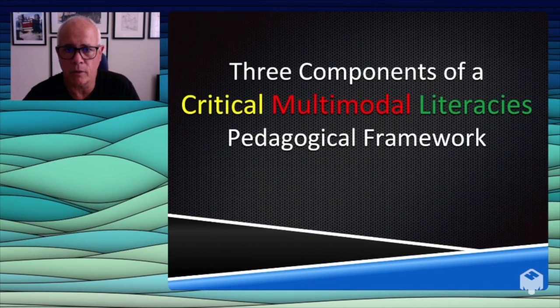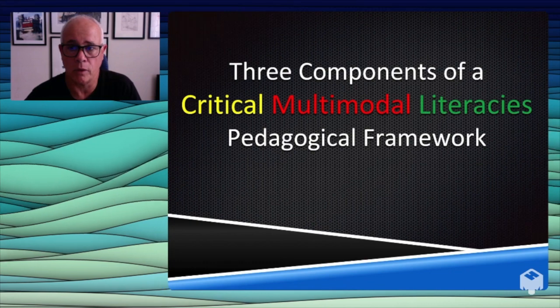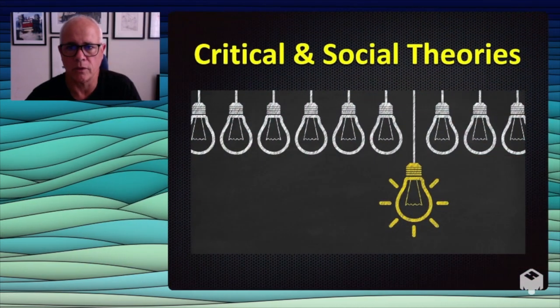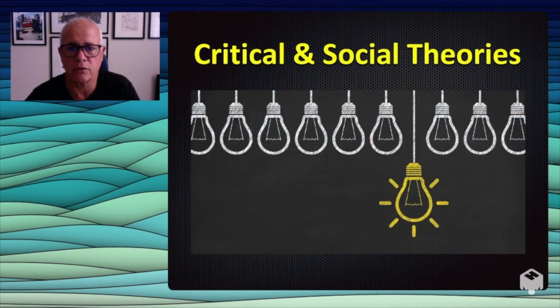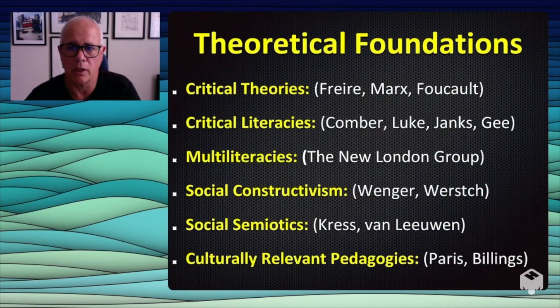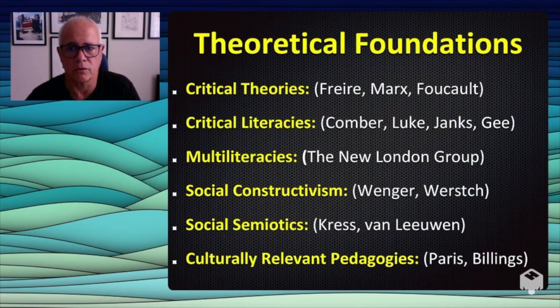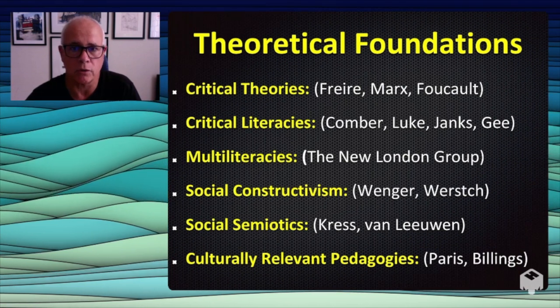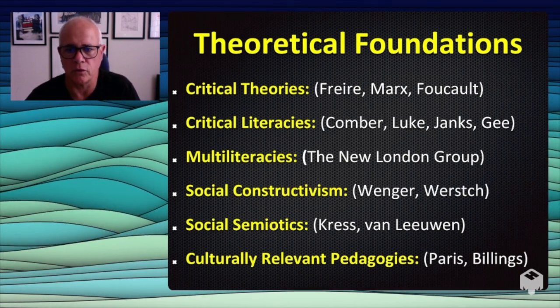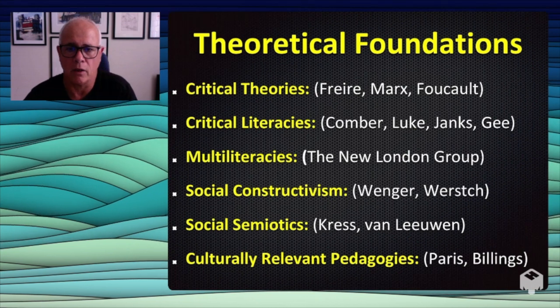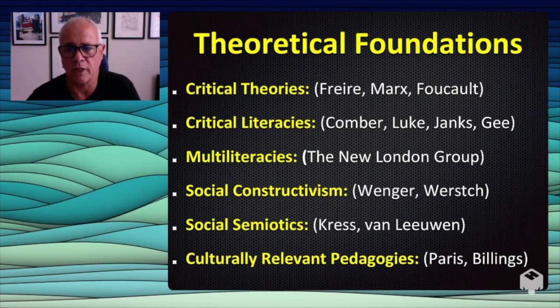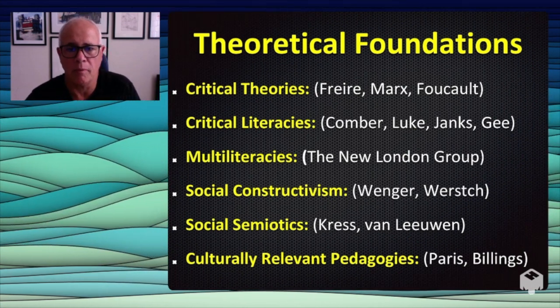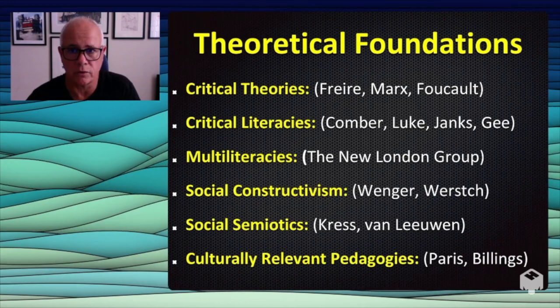So the three components that I see of this critical multimodal literacies framework are, first, critical and social theories as a foundation, that we're looking at the work of Freire and Marx, critical literacies, multiliteracies, social versions of literacy, social constructivism, and culturally relevant and culturally sustaining pedagogies as some of the foundations for our literacy work.